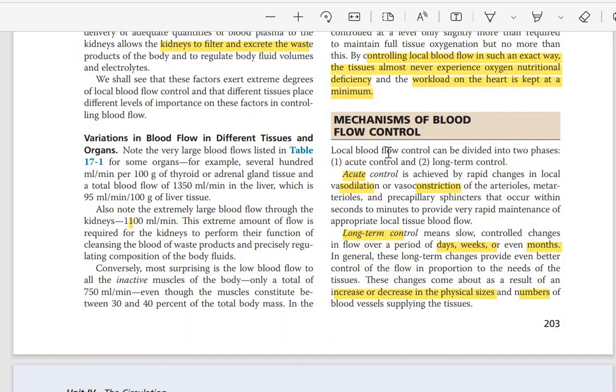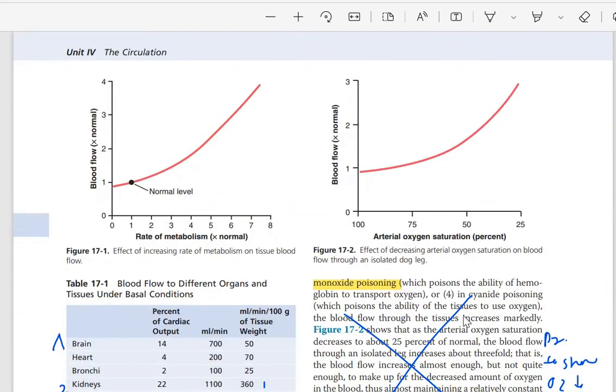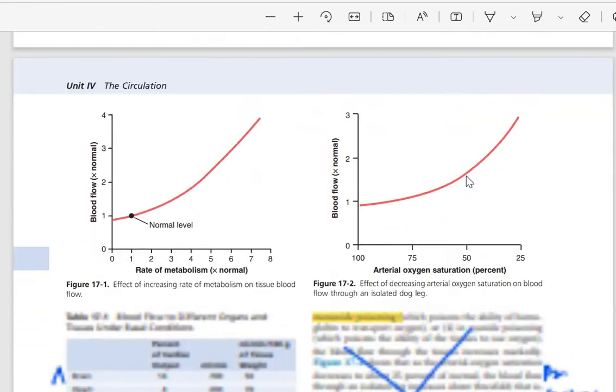Okay. So now we are talking about the mechanism of blood flow control. There are two types: acute control and long-term control. It's common sense. If you want to increase acutely, in a short time, you have to do vasodilation, or you can decrease by vasoconstriction. But in the long term, days or weeks, if a tissue is demanding more blood flow, there will be an increase in the physical size and number of the capillaries. Okay? So there will be anatomical changes in the capillaries. Right? So this was acute and long term.